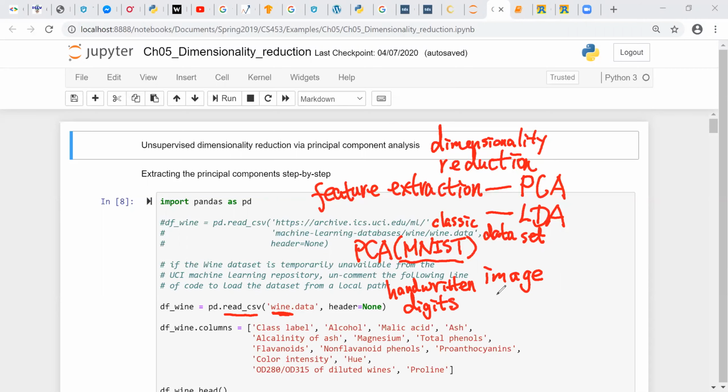Digits, is it? So the total number of classes in that example is what? It's 10 classes, is it? So it's a handwritten digit from 0 to 9. Is it? From 0 to 9. That's regarding that MNIST data set.